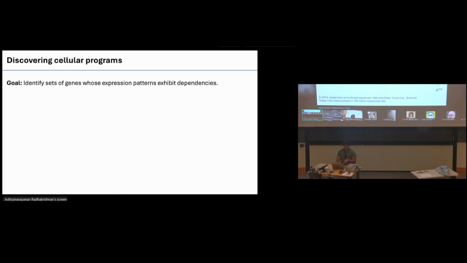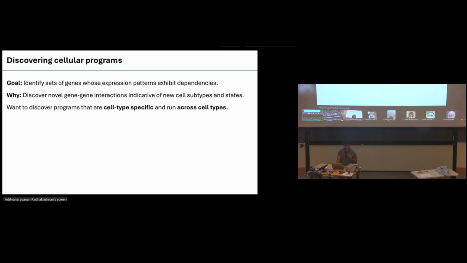But now once you have these RNA count vectors, you can just start to ask the same question that we did on text. Which sets of genes have expression patterns that are dependent on each other? And so I can take all my 20,000 dimensional vectors and compute IDS effectively on this. So why do we care about this? Well, we want to identify novel gene-gene interactions indicative of new cell subtypes or states. And I'll show some examples here.